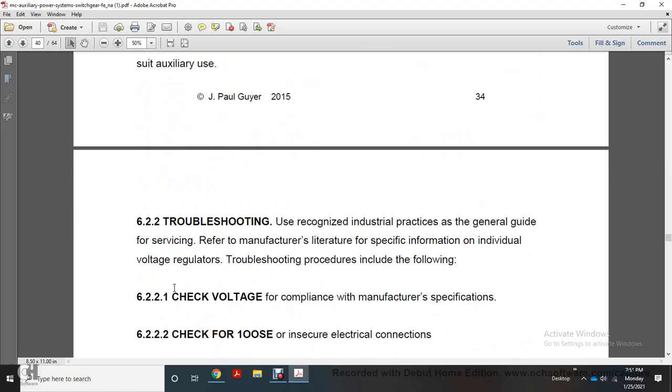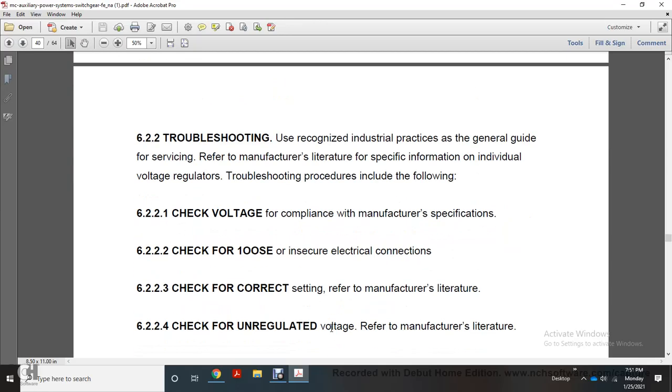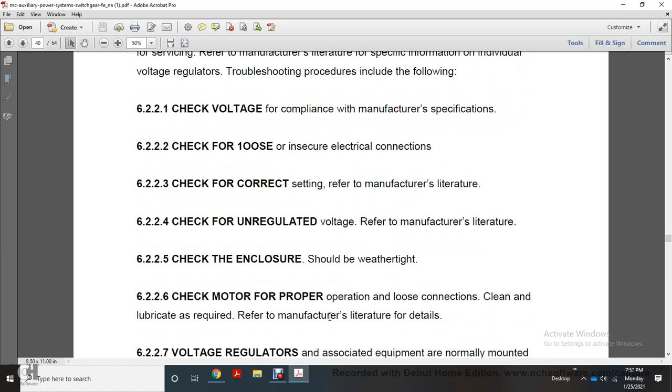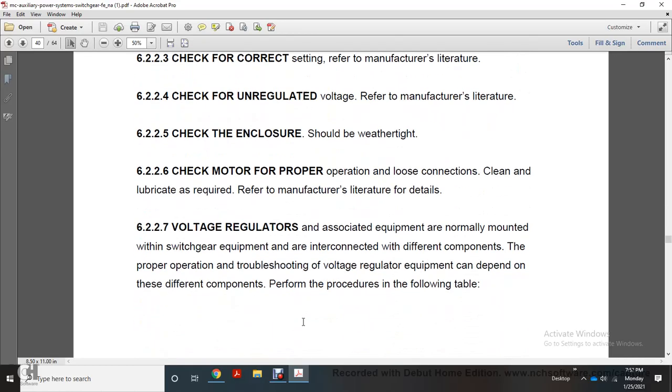The general guide for servicing: refer to the manufacturer literature for specific information. Individual voltage regulator troubleshooting procedures include the following. Check voltage compliance with the manufacturer's specification. Check for loose, insecure electrical connections. Check for the correct setting. Refer to manufacturer literature. Check for unregulated voltage. Refer to manufacturer literature. Check that the enclosure is weather tight. Check the motor for proper operation. Loose connections: clean, lubricate, and tighten as required. Refer to manufacturer literature for details.